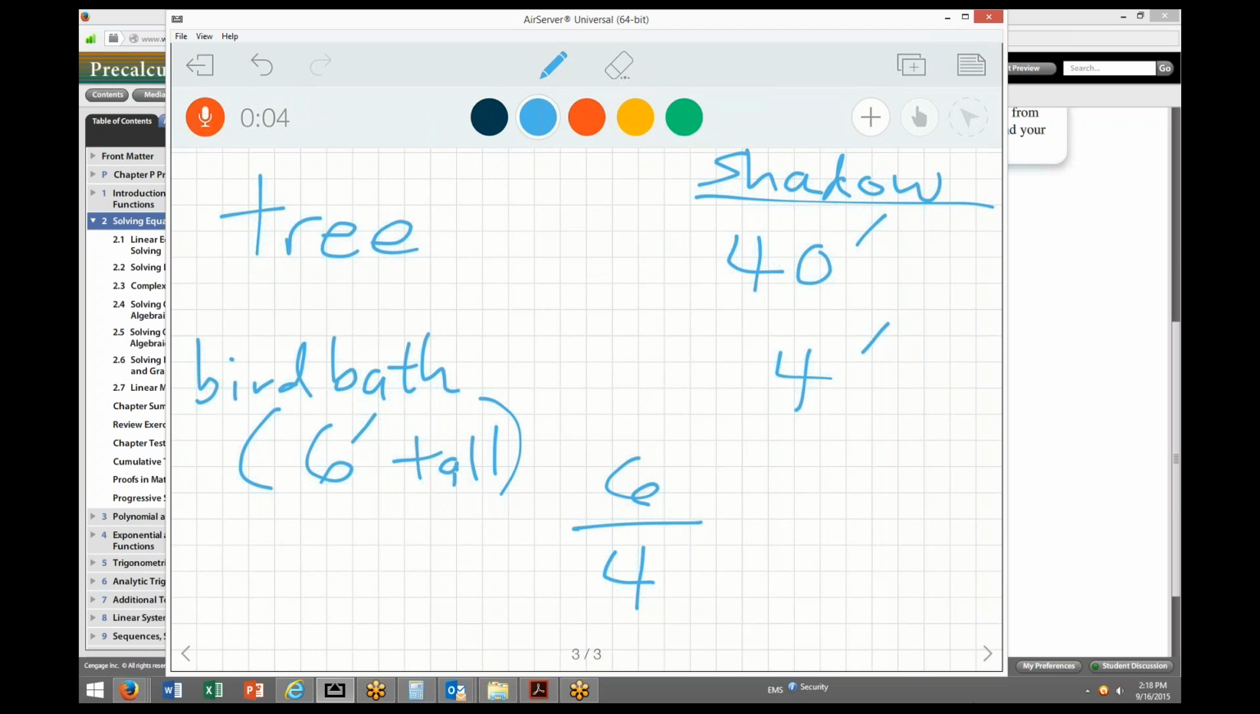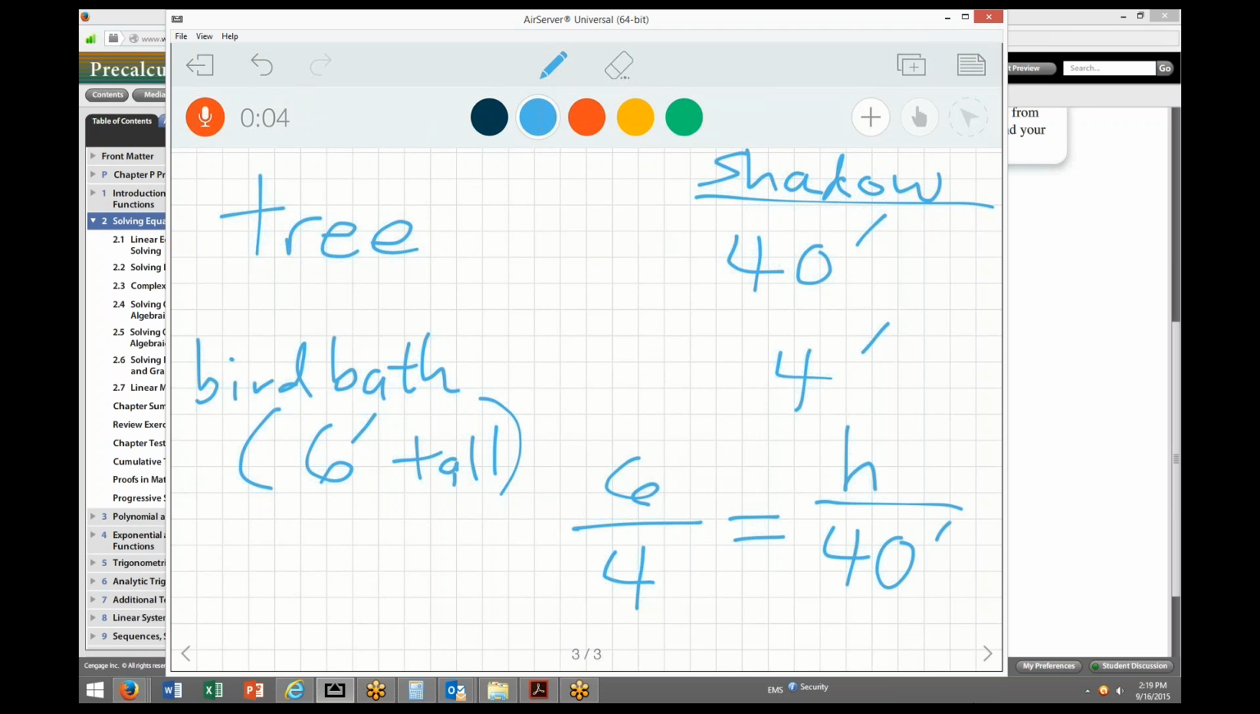So 6 feet is to 4 feet for the bird bath, as the height of the tree is to the length of its shadow, 40 feet. And of course, this whole proportion being true is predicated on the fact that the sun casting the shadows is at the same angle in the sky to both the tree and to the bird bath, so that their shadows are going to have the same proportion to their actual height.